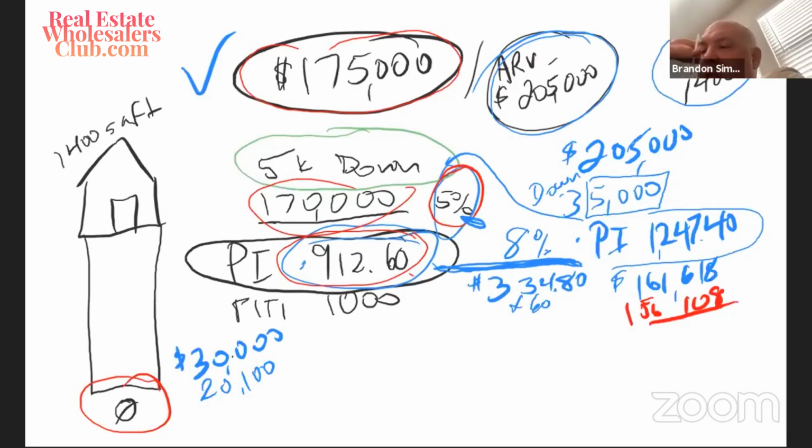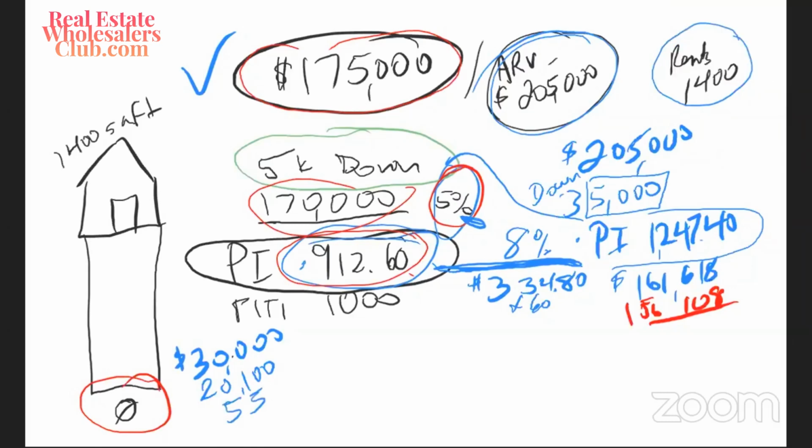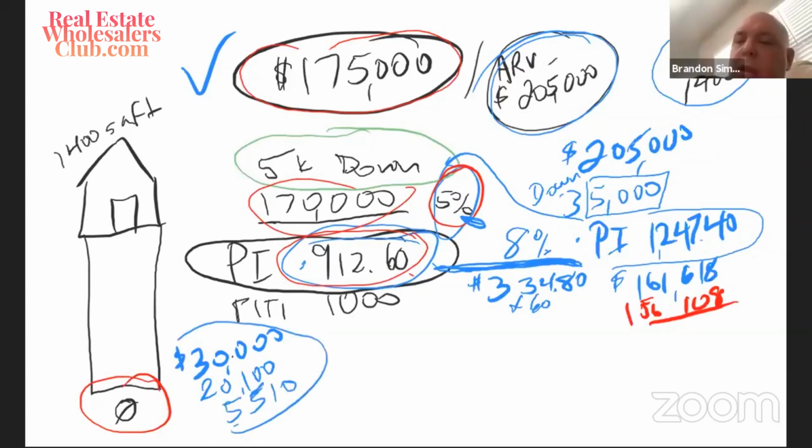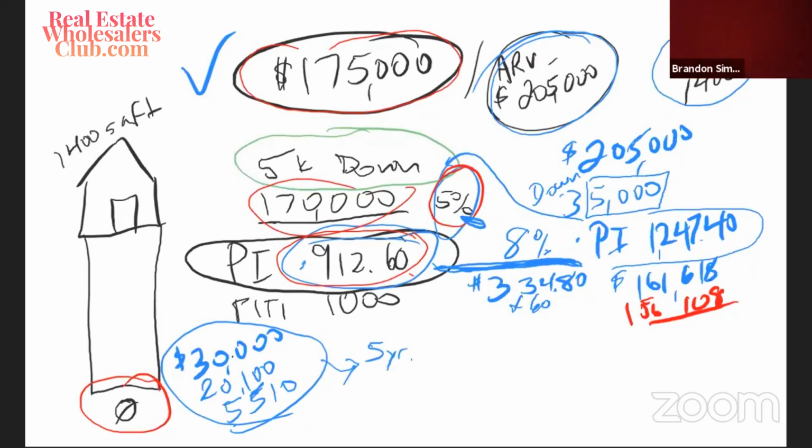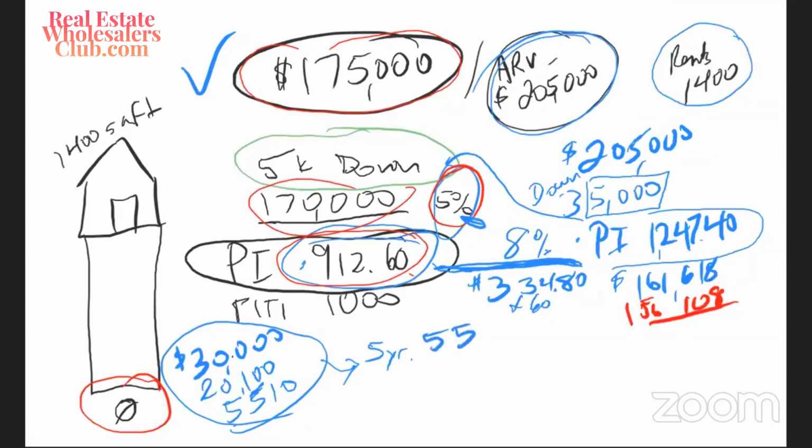Nick, can you do 161,618? That's minus 5,510. It seems bigger than that, but I guess you're right. Yeah, 5,510. You're right. All right, so add these all up together. This is how much I make in 5 years without ever owning the property. $35,000. No, $55,000. 55,610.